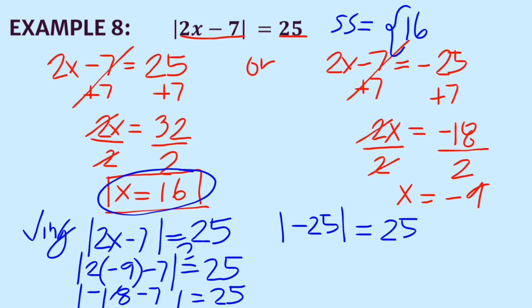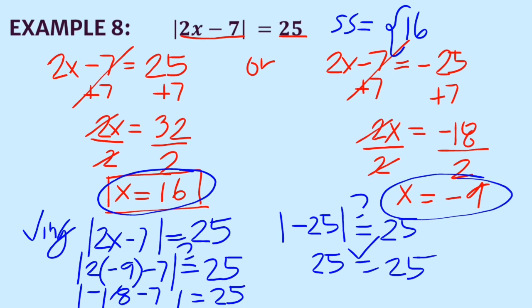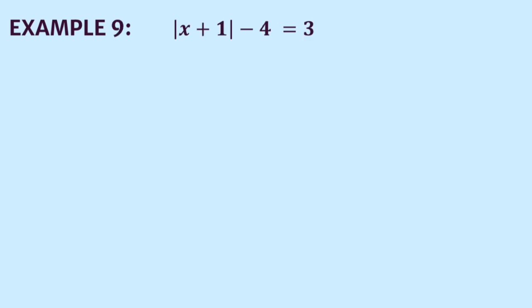Now, what is the absolute value of negative 25? It is 25. So, equal or not? It is equal. It means that x equals negative 9 is also our solution set. Okay, we're done with example 8. Let's move to example 9.